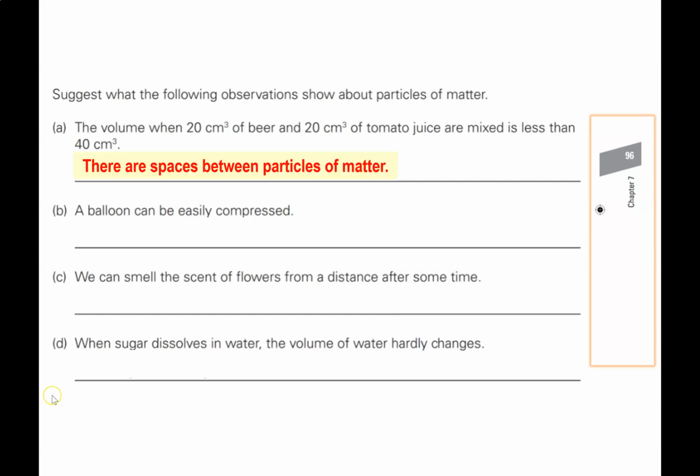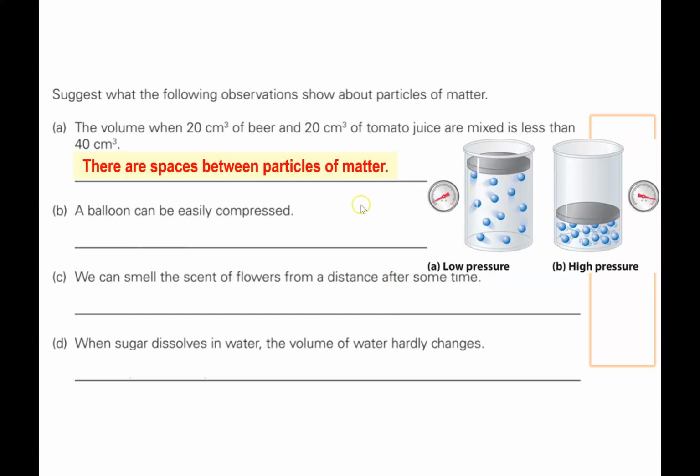B. A balloon can be easily compressed. Why? This is a diagram of a gas at low pressure. At high pressure, the gas can be easily compressed. Why? Again, it's due to the large spaces between the gas particles.